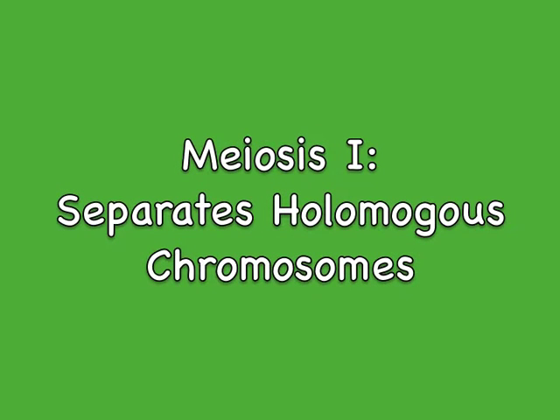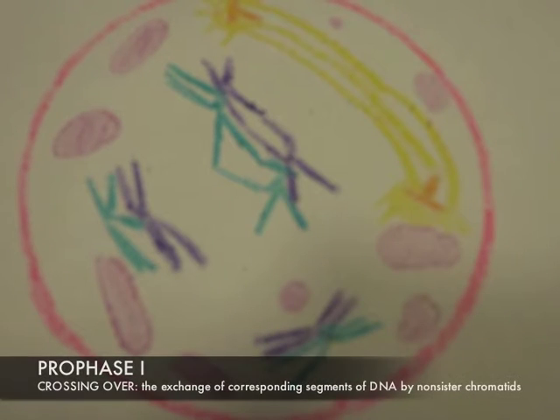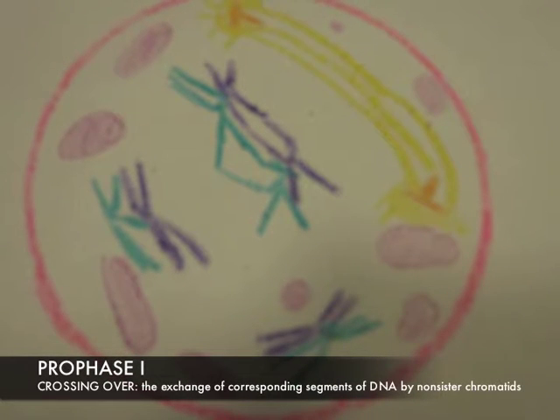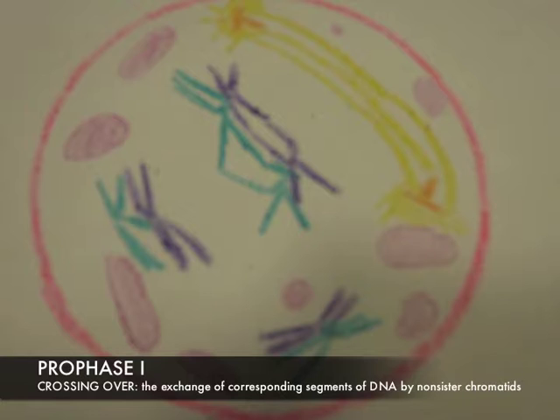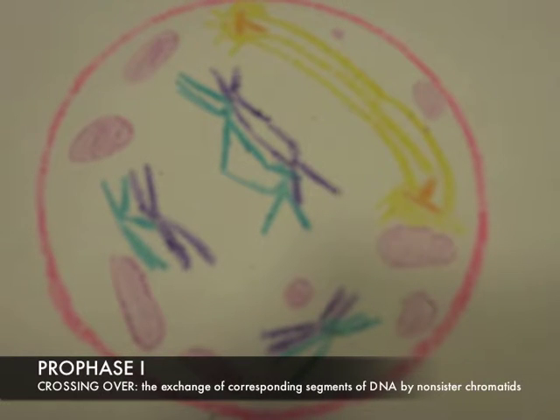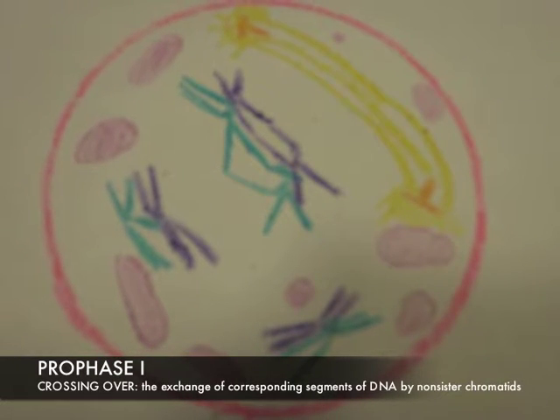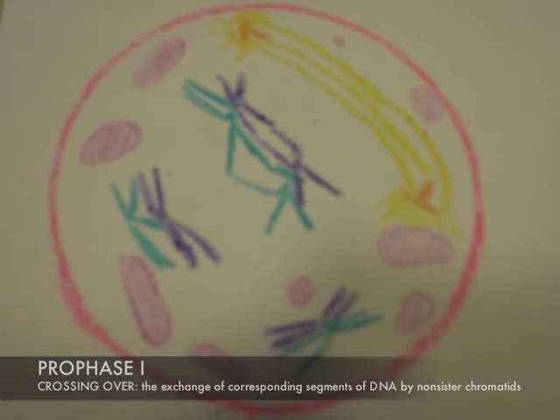Meiosis 1 is the first step in the division of our sex cells. In prophase, crossing over occurs. The chromosomes in each homologue separate slowly, then the microtubules from each pole attach to the two kinetochores, moving the homologous pairs towards the metaphase plate.